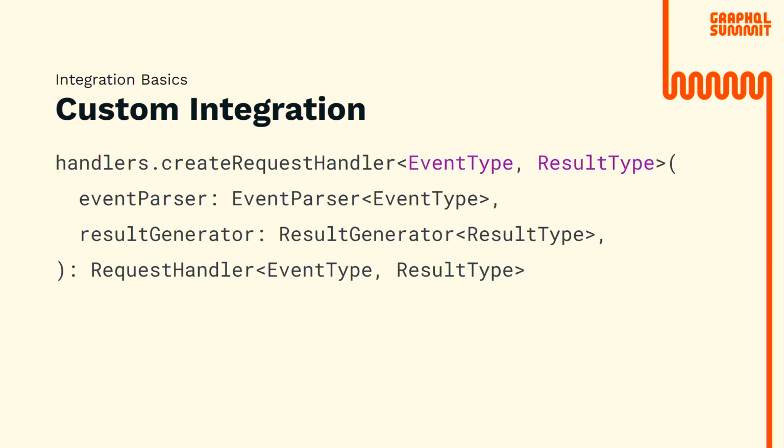But if that's not enough for you and you have a specific event type, maybe it's an internal service or maybe you have some other integration, you can make a custom integration by calling createRequestHandler and then give it two type parameters: what is the event coming in and what is the result going out? And given that, you can pass in an event parser and a result generator that will, using TypeScript types, hold your hand and allow you to build up whatever kind of parser you need.